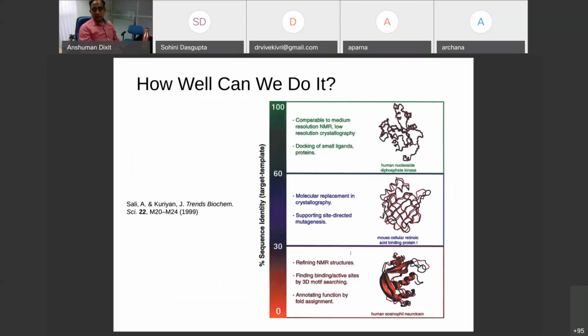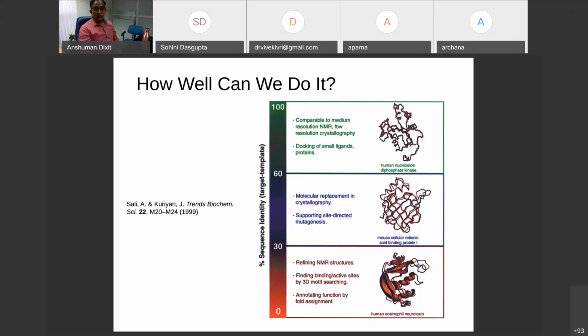Now, this particular figure tells you the comparative efficiency of generation of a homology model. From a target-template identity standpoint, if it is more than 60%, you can immediately create a 3D structure of your target protein, and then you can go for design and discovery kind of projects.